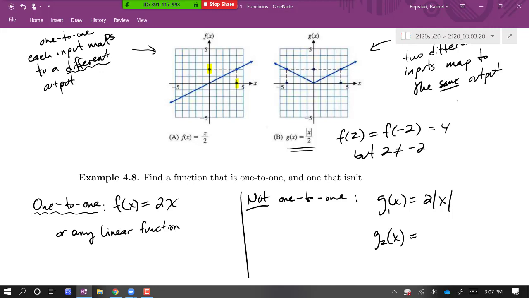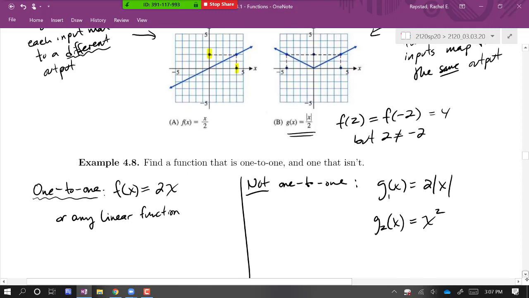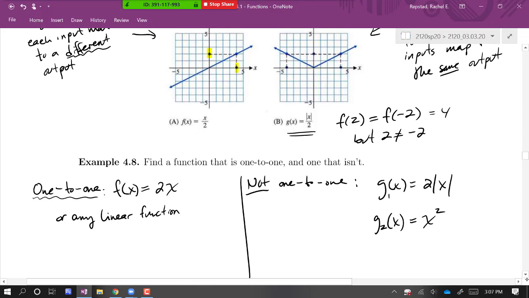x squared, yep. Any others? x cubed is one-to-one. In fact, anything like x raised to an even power would not be one-to-one. Another one, if we think back to pre-calc 1 and pre-calc 2, sine x. That's periodic, so it repeats. There are lots of values.